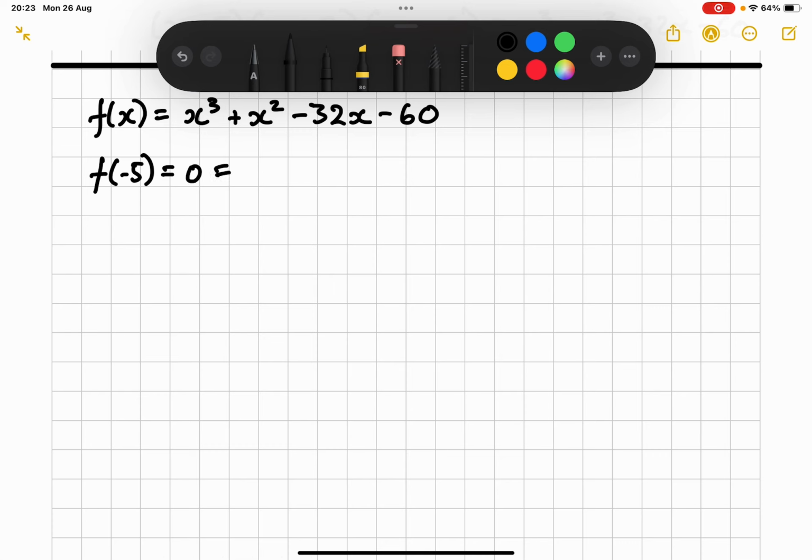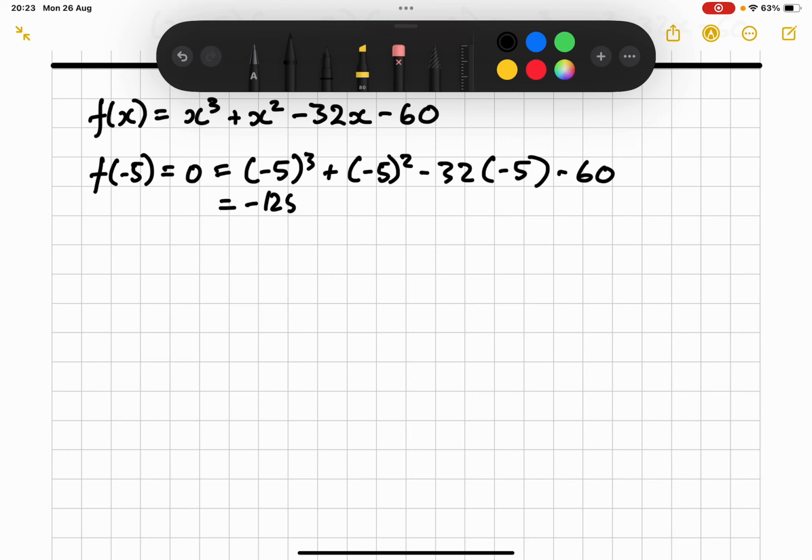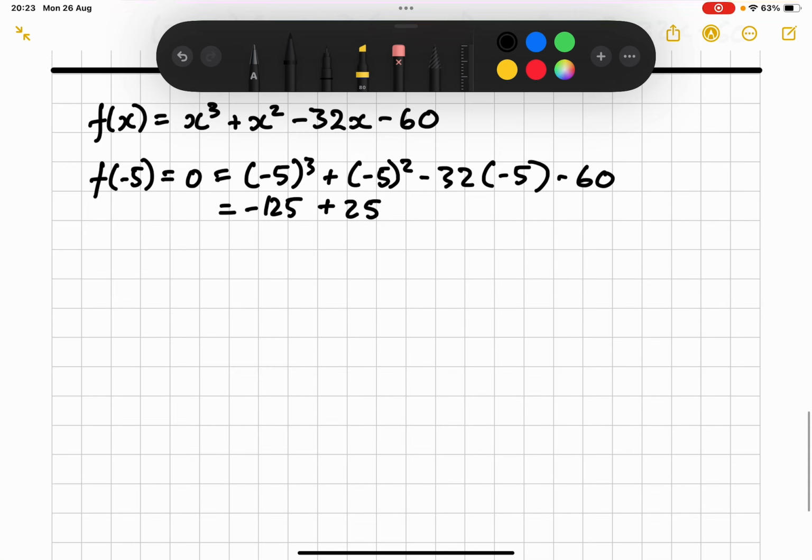Okay, so I just want to check that to show you. So -5 cubed plus -5 squared minus 32 times -5 minus 60. There we go. So if that's what we're looking at, -5 cubed is going to give you -125 plus 25 minus 32 times -5 is going to give you plus 160 minus 60.